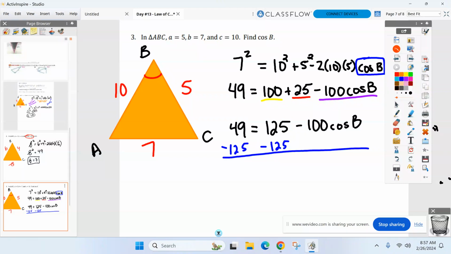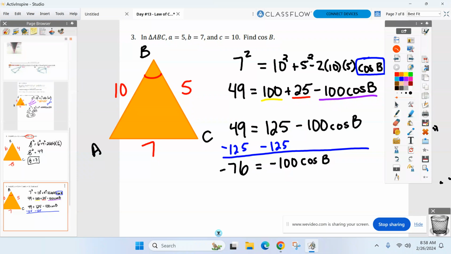What's that? A negative 64? Yeah. Negative 64. Am I doing that? 76. All right, that too. Common mistake here, we see it every year. Don't drop that negative. It's still attached to the 100. So negative 100 cosine B.